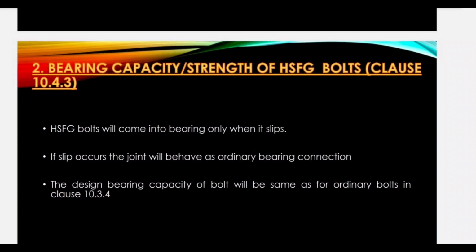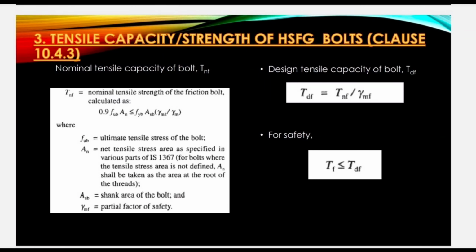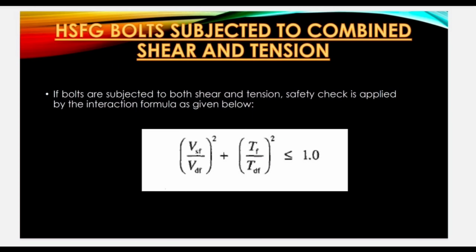When the slip occurs, the joint will behave as an ordinary bearing connection. The nominal tensile capacity of the HSFG bolt also uses the ultimate tensile stress and the net tensile stress of the bolt. And bolts subjected to combined shear and tension: the bolts are subjected to both shear and tension, and a safety check is applied.